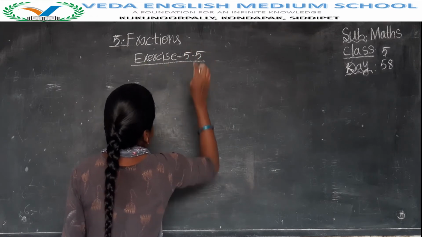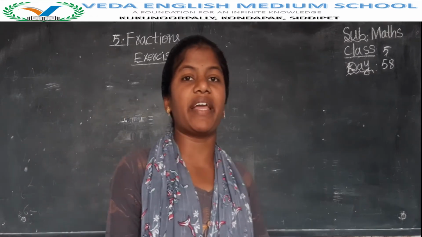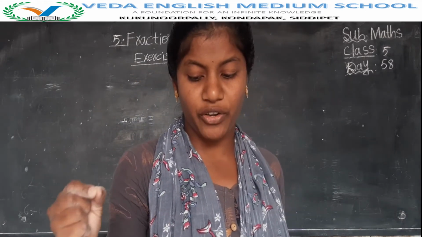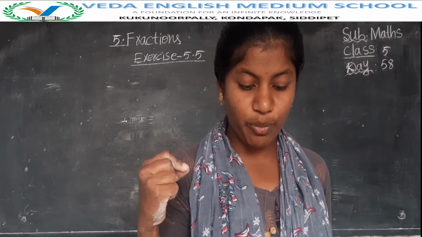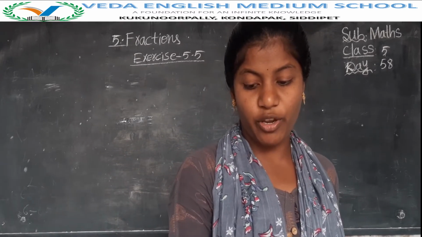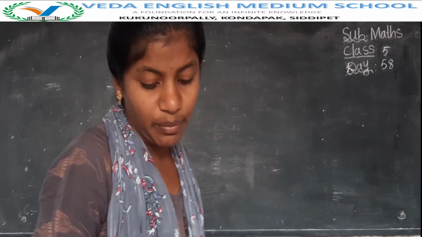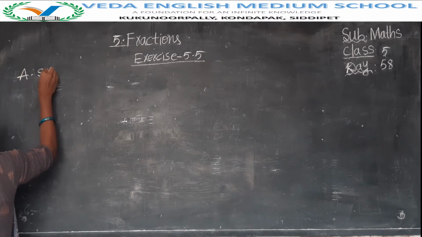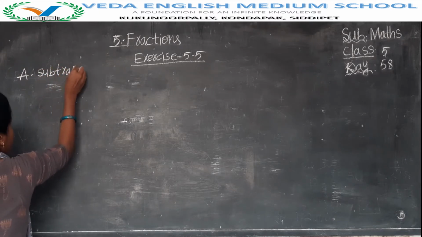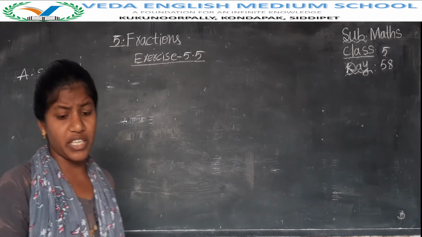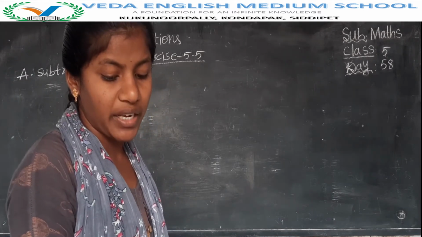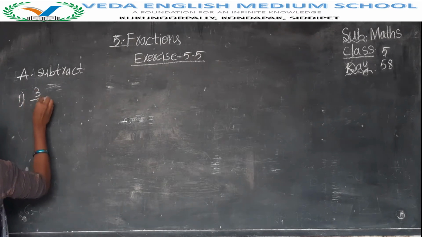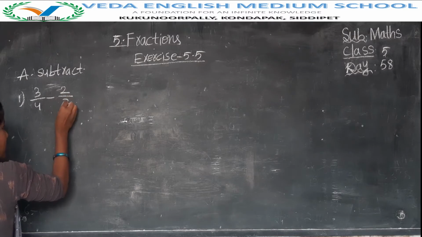Subtraction of fractions is the same as addition of fractions, but you have to subtract. So in exercise 5.5, first bit: 3 by 4 minus 2 by 3, subtract. First question is 3 by 4 minus 2 by 3.